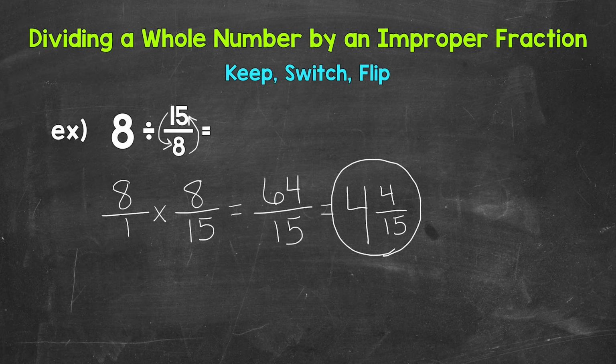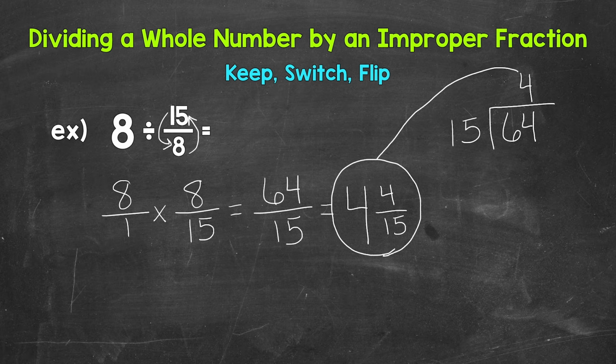Now, just as a quick recap, as far as how we went from that improper fraction, 64/15, to the mixed number of 4 and 4/15, I'm going to write that out off to the side. So we did the numerator, 64, divided by the denominator, 15. So we have 64 divided by 15. How many whole groups of 15 in 64? Well, 4. That's the whole number of our mixed number.